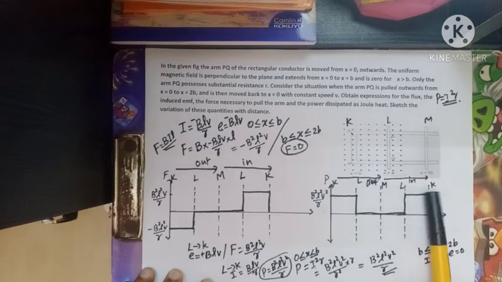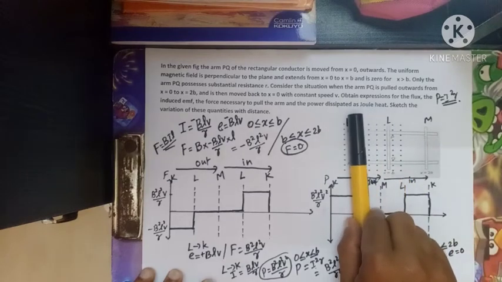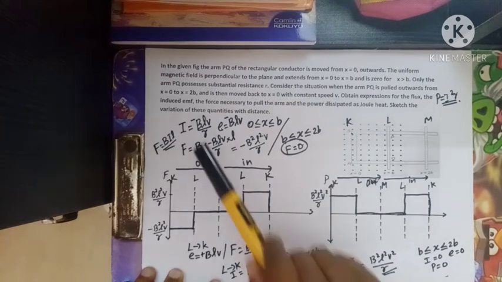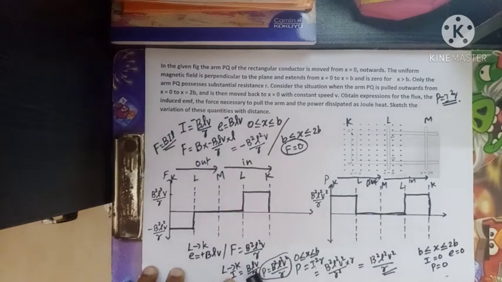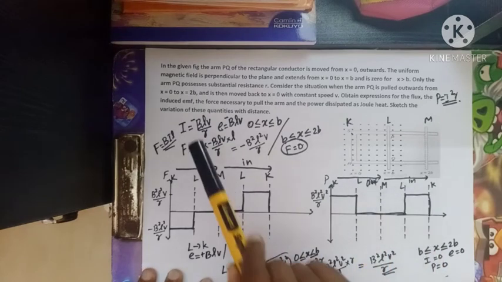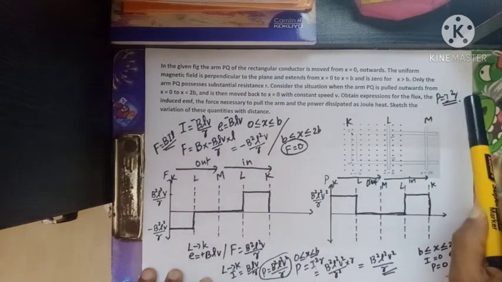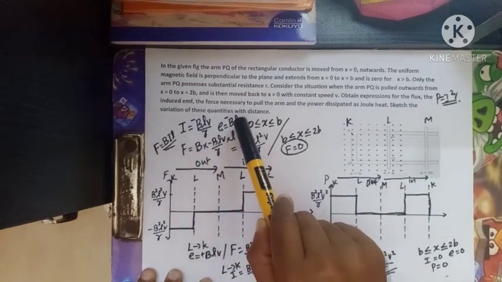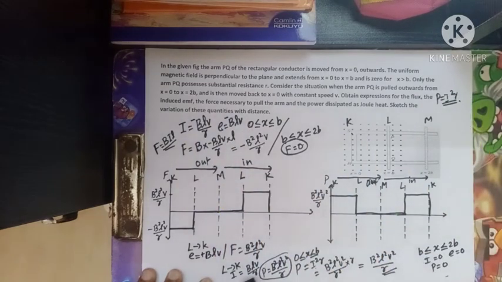Now coming back to L to K, current is positive value. This was negative value, now current is positive value. Again, when you find power, square of current, we get a positive value of power, B square L square V square by R. So power is positive in both cases because power is I square R. Here negative current because EMF was negative. Here positive current because EMF was positive. But in both cases, when you take the square of the current, it leads to a positive value of power.